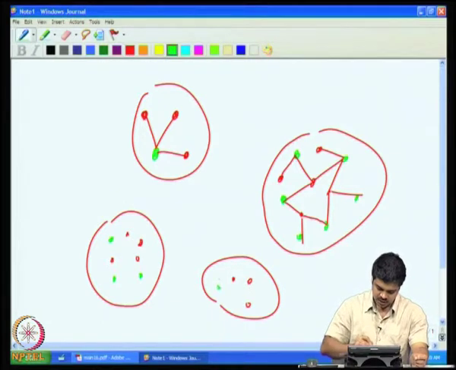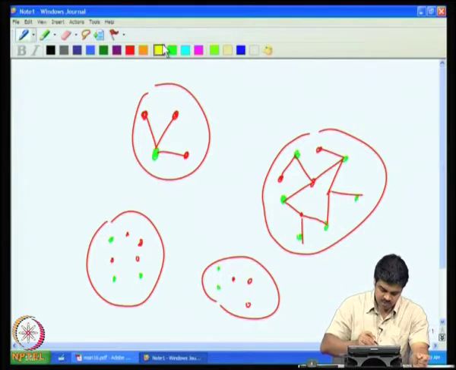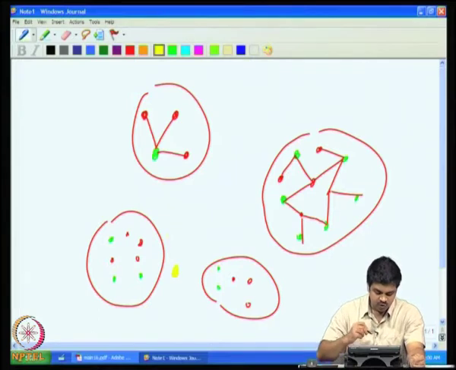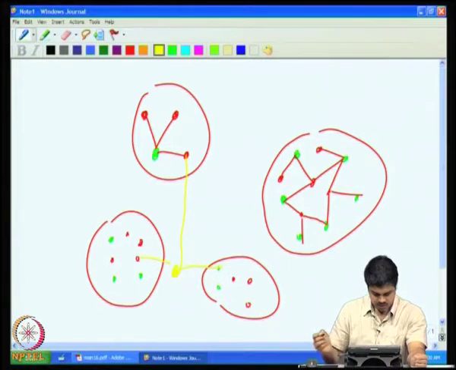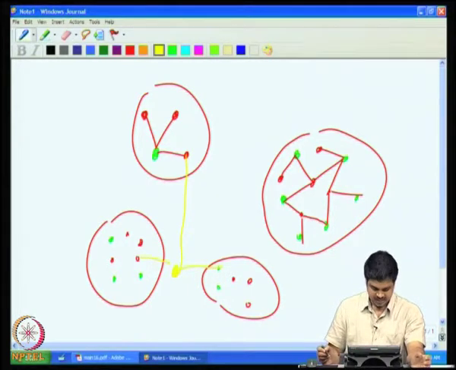So with red and green alone. All the other vertices, maybe if there is a yellow vertex, that yellow vertex will not come into any of this. It may be connected to this, but these are all outside vertices.